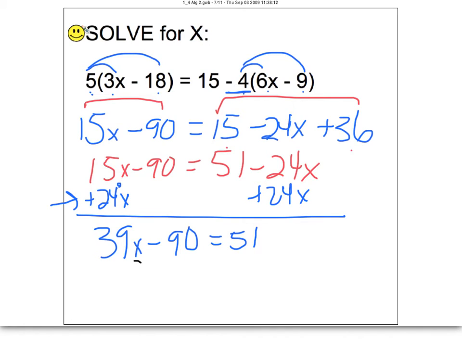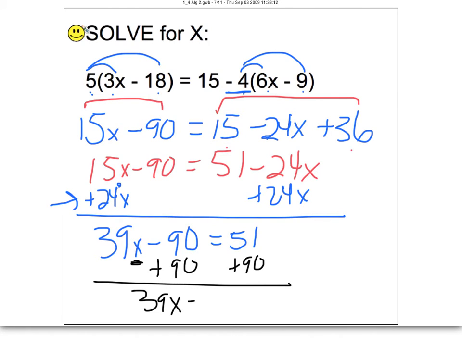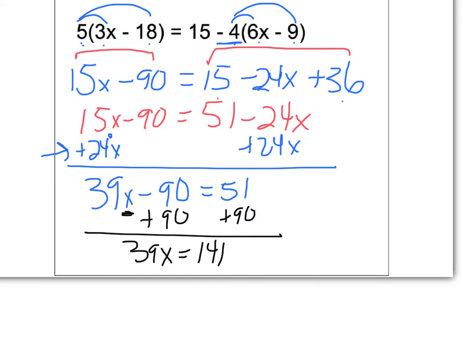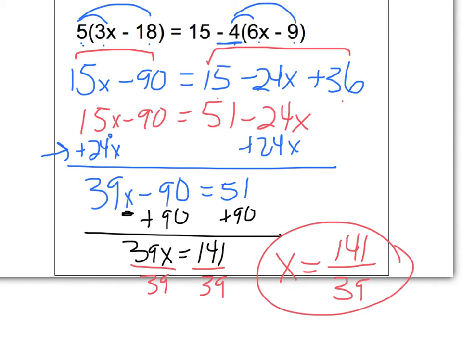Now the x's are all together over here, so the minus 90 has to move. To do that, I'm going to plus 90. I'm going to be left with 39x equals 141. To get x by itself, all I have to do now is get rid of the 39, which is being multiplied, by dividing by 39, and divide by 39. So x is going to be equal to the fraction 141 over 39.